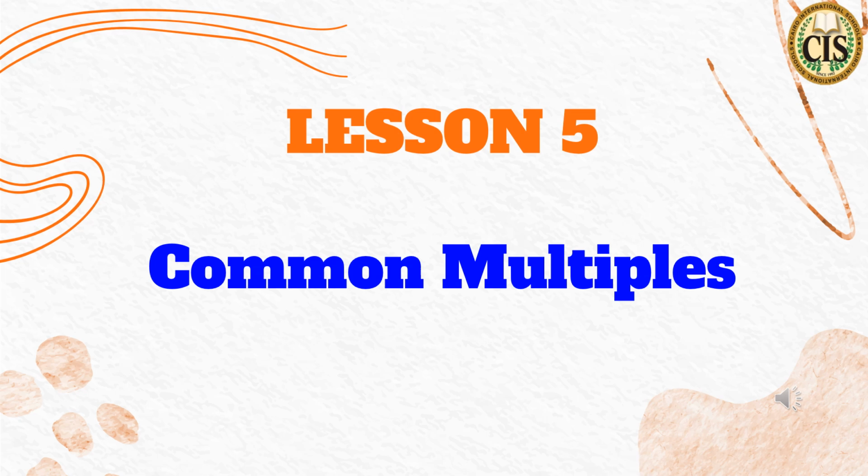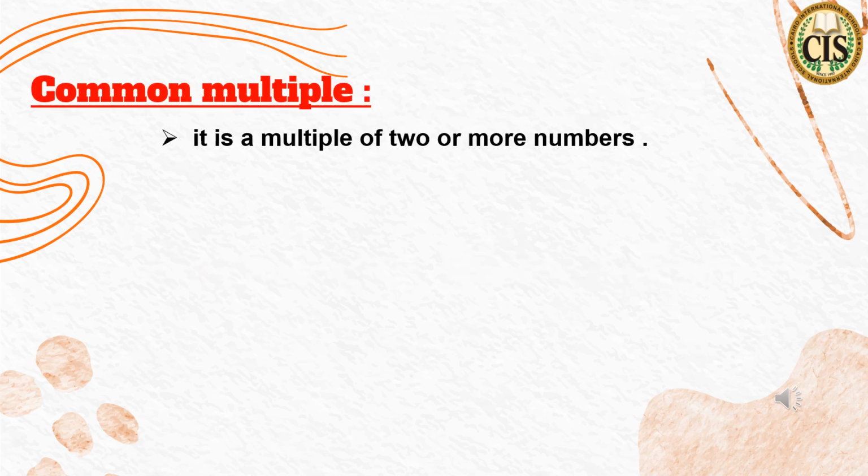Now let's start with lesson 5. It's about common multiples. A common multiple means a multiple of two or more numbers which are common. So we have two timetables now. We need to get out the multiples of 4 and the multiples of 6.